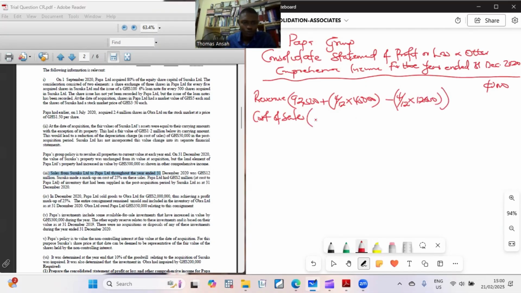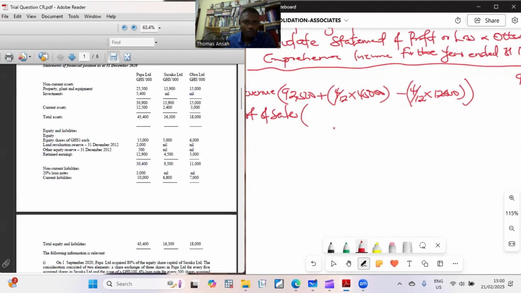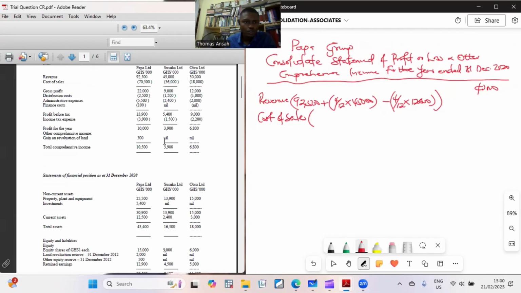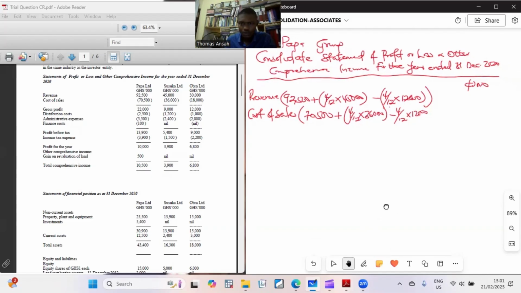And this one to be what? The cost of sales. Cost of sales is 7,500 plus into bracket 4/12 by 36,000, minus this one, 4 over 12 of the 12,000. Okay. Minus the 50, the excess. It should have actually been plus if it were to be a positive, but this is an excess, so it will be minus. All right, minus.